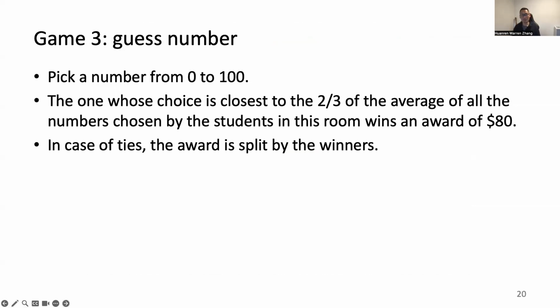Now the guess number game. Again, let's just try to recall. In this game, you need to pick a number between 0 and 100 inclusive. After everyone has chosen this number, we calculate the average, and whoever's number is closest to 2/3 of the average would win this award. For example, if the average of all the numbers that you have indicated is 60, then 40 would be the correct number, the number that would bring you the award. Now, if anyone wants to share the reasoning behind this, now is the time.